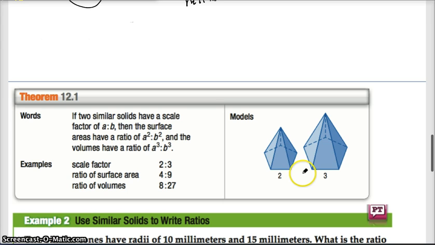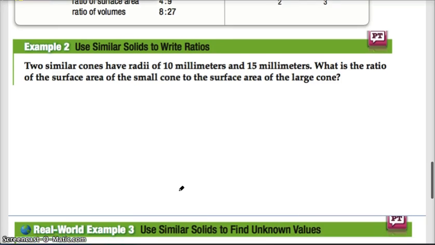So if we had this earlier, one of our solids or pair of solids had a ratio of 2 to 3, well then here we could also know that the ratio of their surface areas would be 4 to 9, and then the ratio of their volumes would be 8 to 27, as 2 squared is 4 and 2 to the third power is 8, and similarly 3 squared is 9 and 3 to the third power is 27. All right.